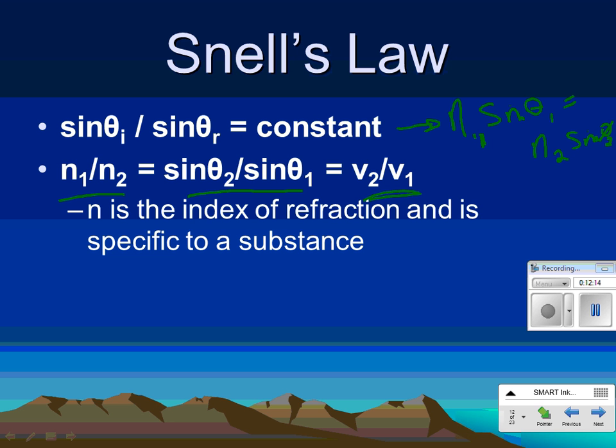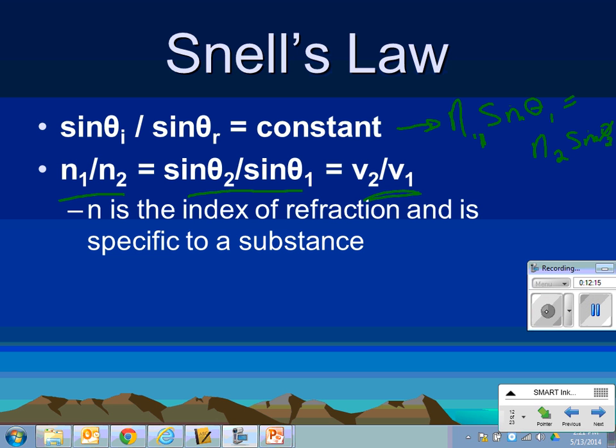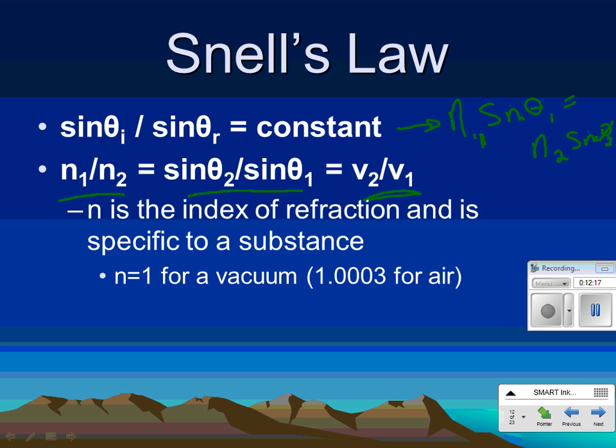The index of refraction of a vacuum, of empty space, is 1. Air is basically the same as a vacuum. It's slightly different. It's got an index of refraction of 1.0003, but for most of our calculations, we can just use 1 for air. Water has an index of refraction of 1.33. You probably don't need to memorize water, but you should know that vacuum has an index of refraction of 1. All other materials that light travels through should have an index of refraction greater than 1.